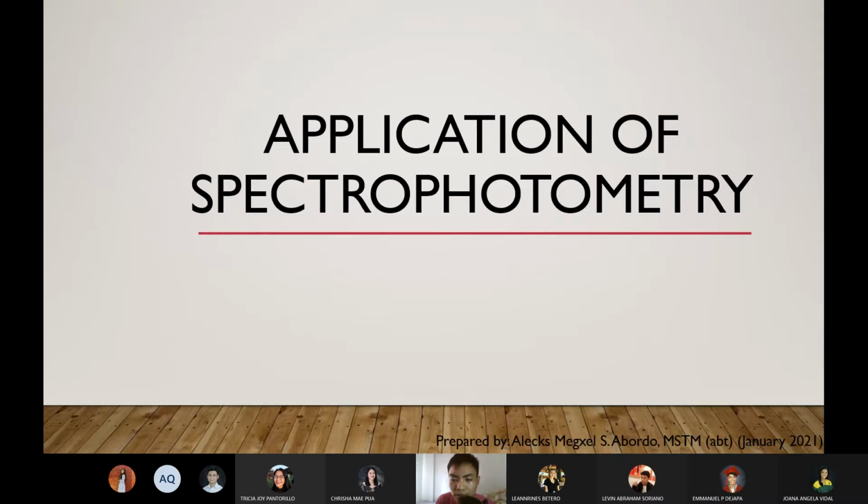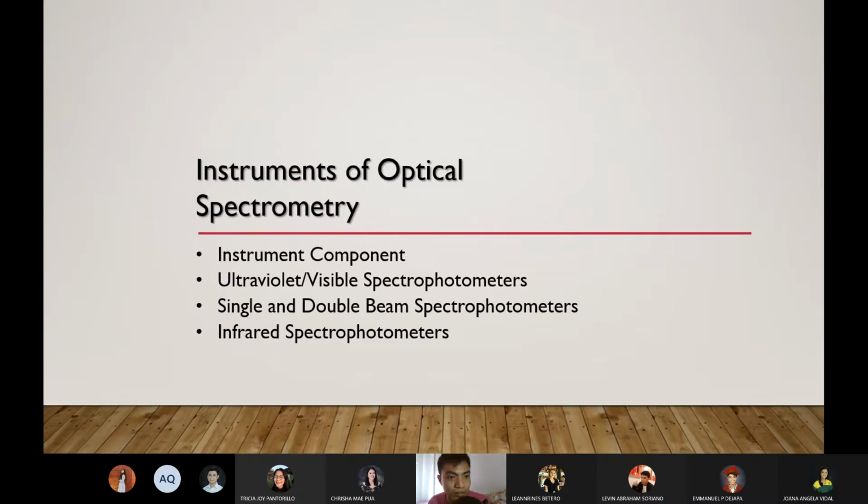Then, we will give details on how spectrophotometers work. Okay? So, that's all we'll do. So anyway, this is our topic outline. We will discuss the components of the spectrophotometers. We will talk about UV-Vis and the single and double beam, and the infrared spectrometers.